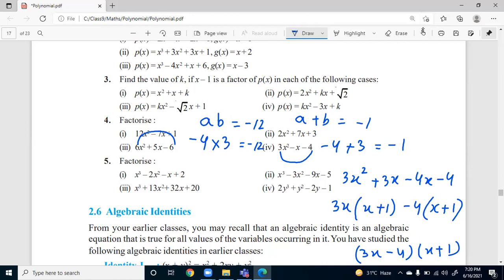Ma'am, how to do this fifth question? Yeah, so fourth part is understood by everyone. Then we can proceed to question number 5. Ma'am, I have done fourth. What about others?